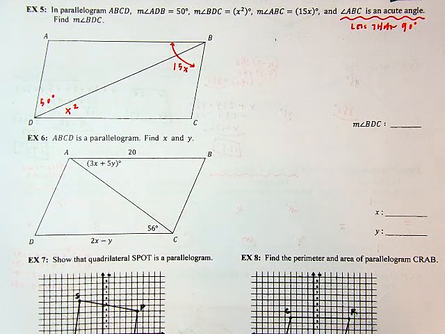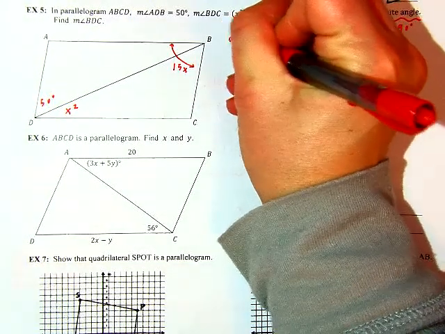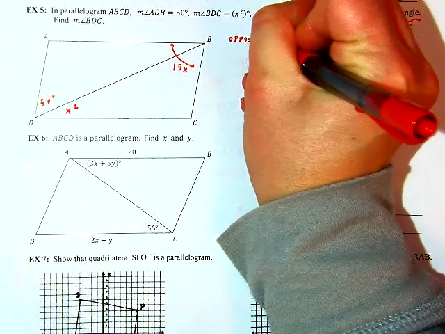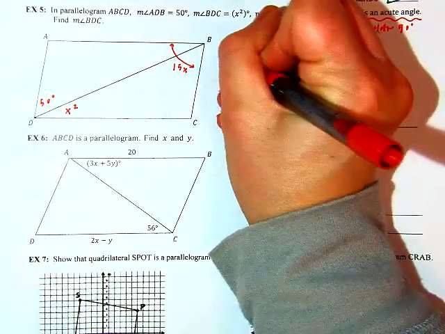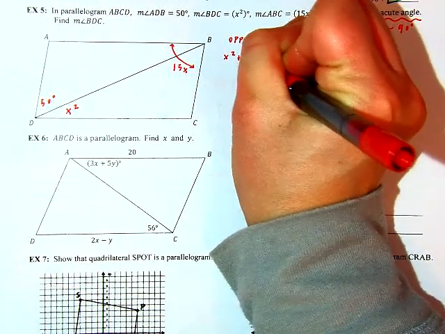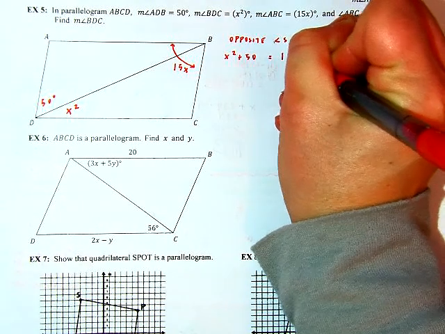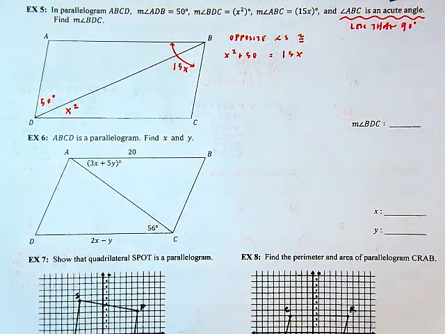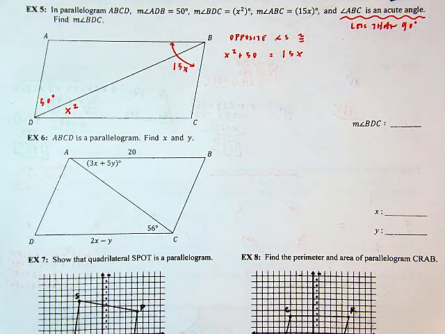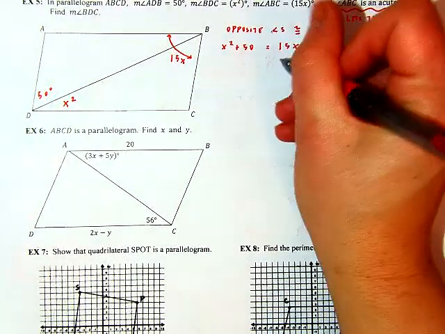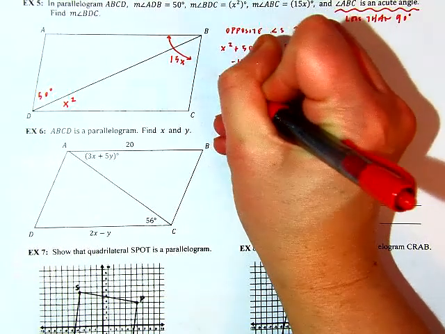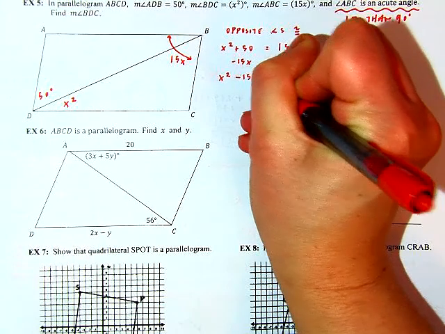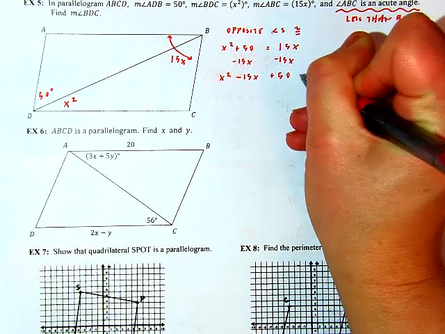I can see that I have opposite angles marked, and opposite angles are congruent. So I can build an equation that x squared plus 50 is equal to 15x. So now I recognize, oh, it's a quadratic equation. I want to pull to one side and then make it equal to 0. So I'm going to subtract that 15x over. I have x squared minus 15x plus 50 is all equal to 0.